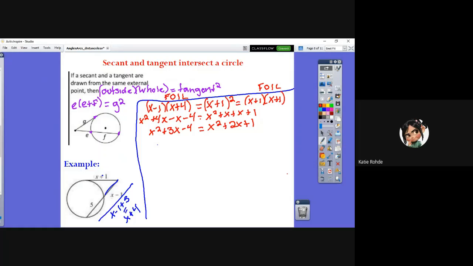Now we just move things around. We can minus x squared from both sides. Woohoo! Those go away. We can minus 2x from both sides. And we're left with just x. So then we want to add 4 to both sides. And x equals 5.